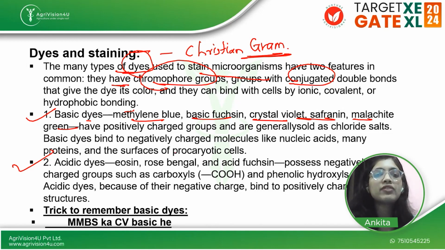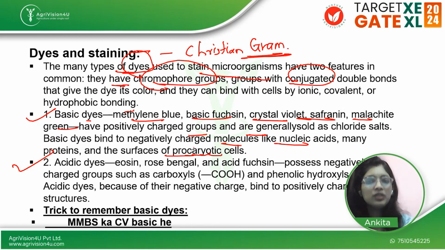So these are all examples of basic dyes. They have a positively charged group, and generally they are sold as chloride salts. These basic dyes bind to negatively charged molecules like nucleic acids, many proteins, and the surfaces of prokaryotic cells. When you go for acidic dyes, you get eosin, rose bengal, and acid fuchsin. So these are the acidic dyes.